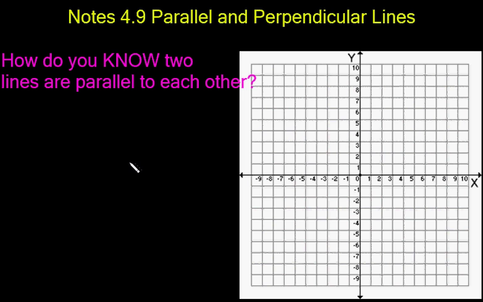You've done this in other maths, right? Two lines going off. How do you know that they will never ever touch each other? Most of the time you've just been told that they'll never touch each other, but now let's see what's actually going to happen.